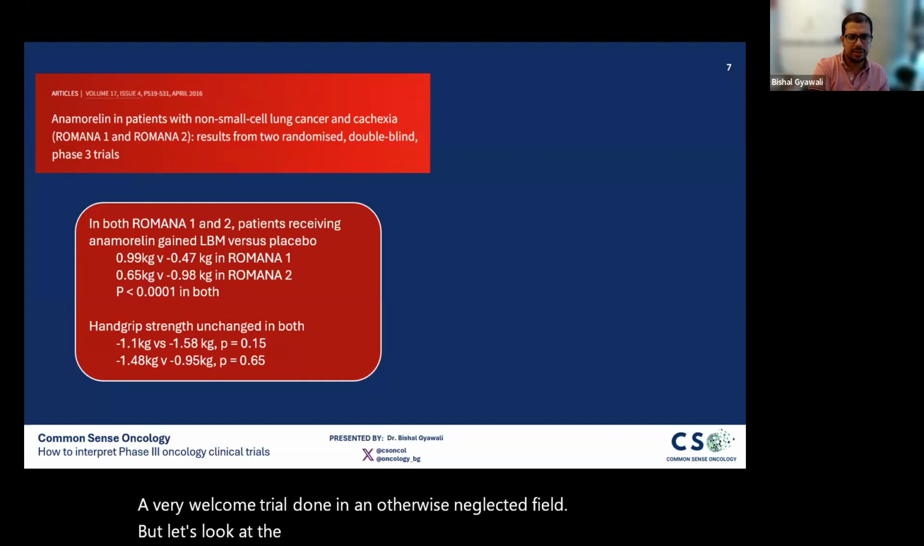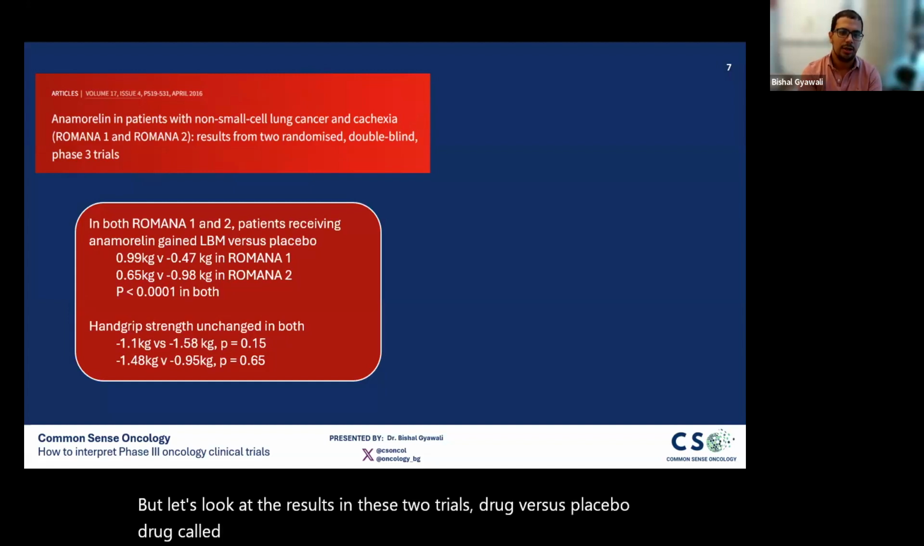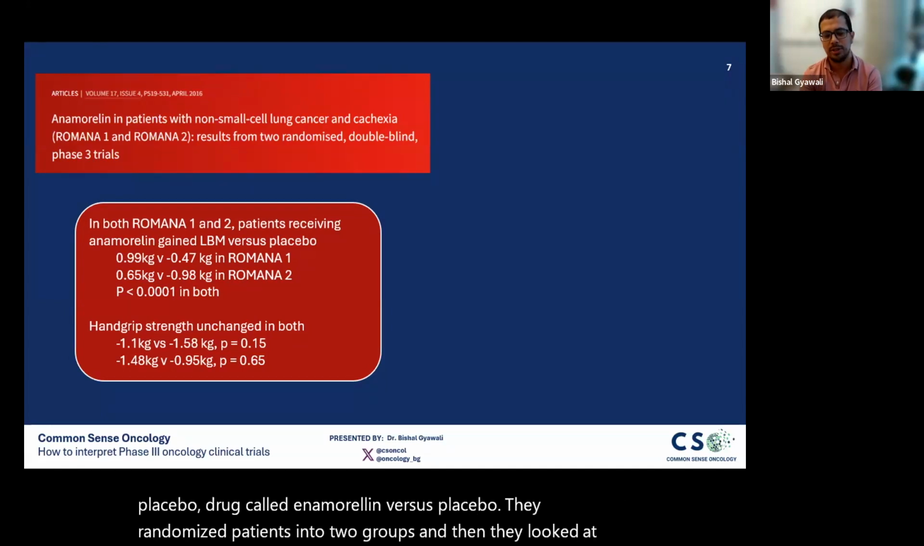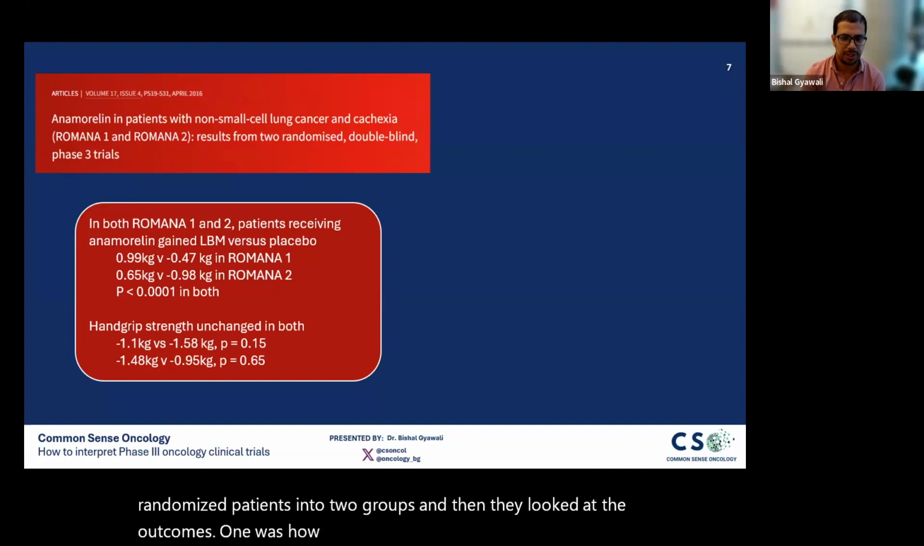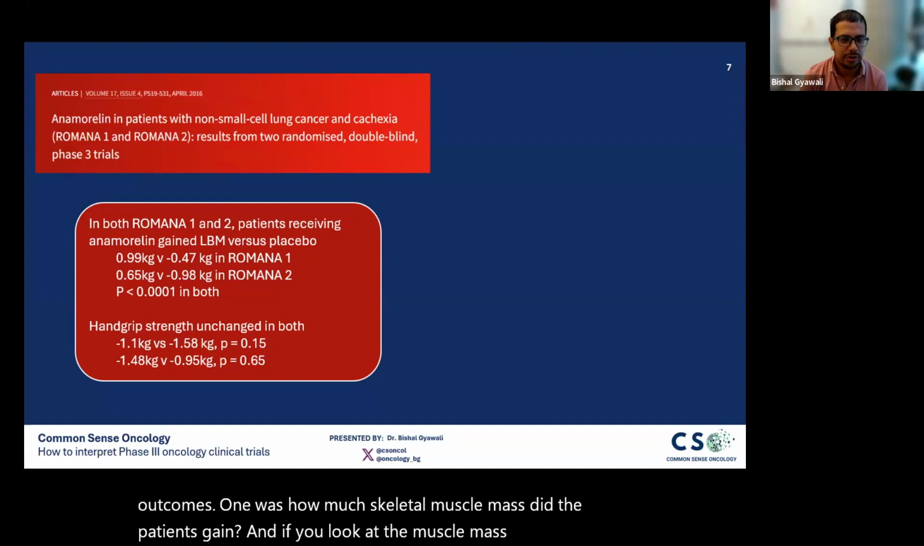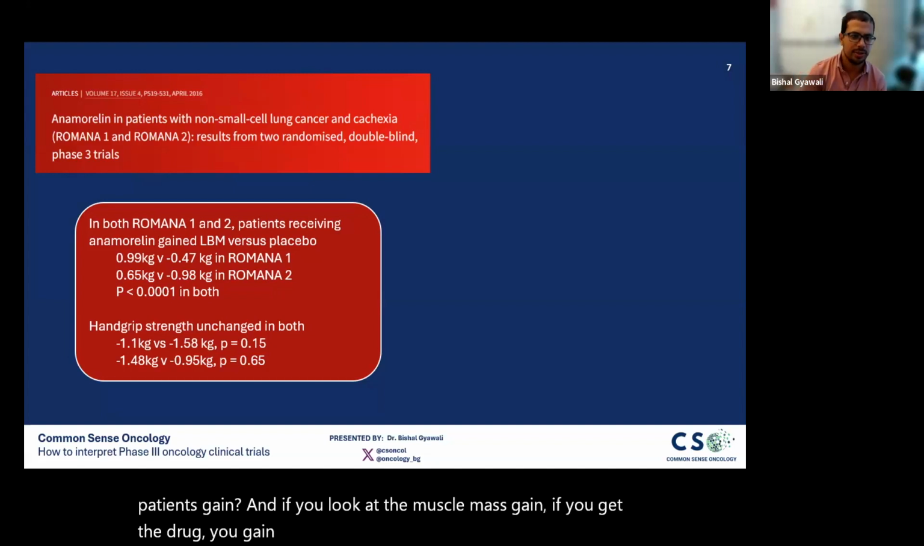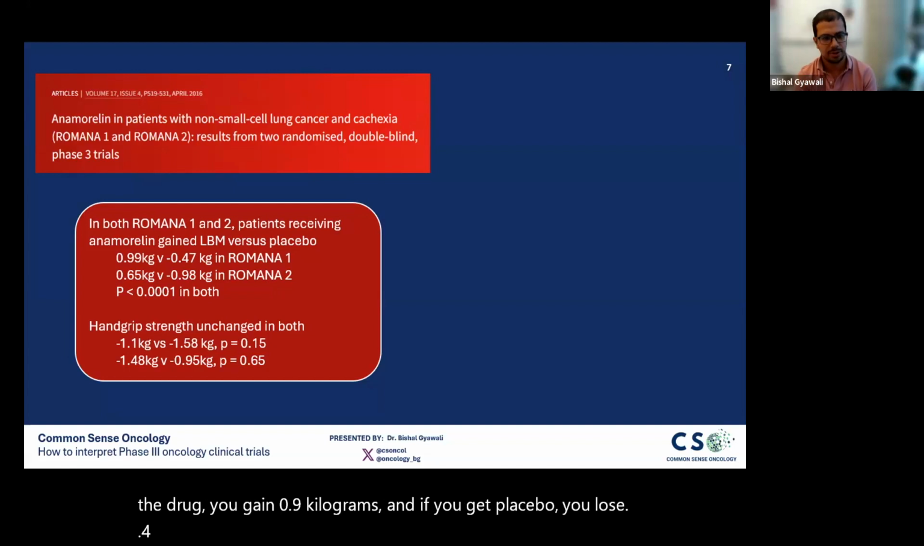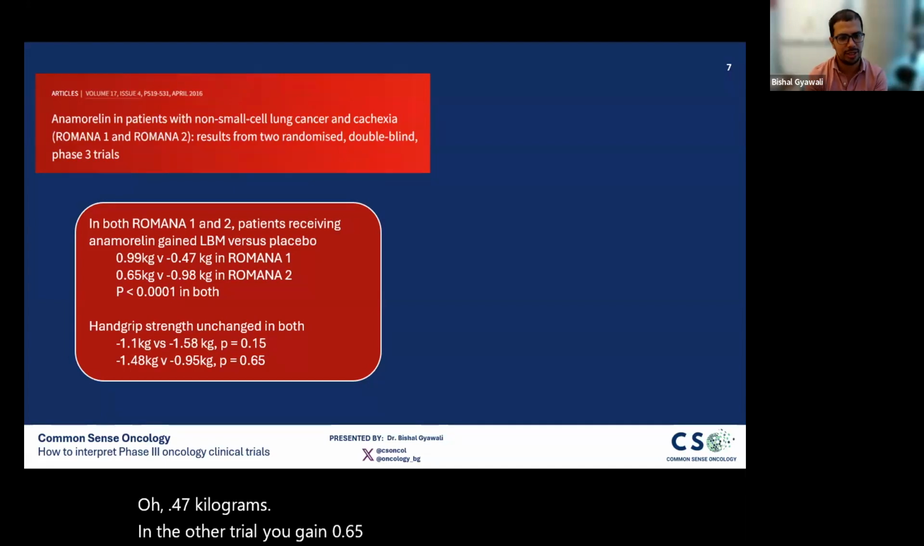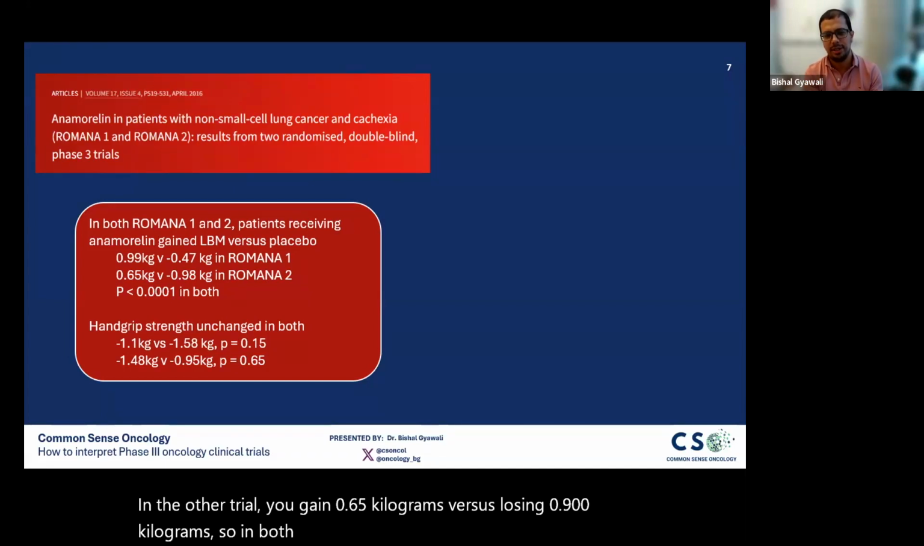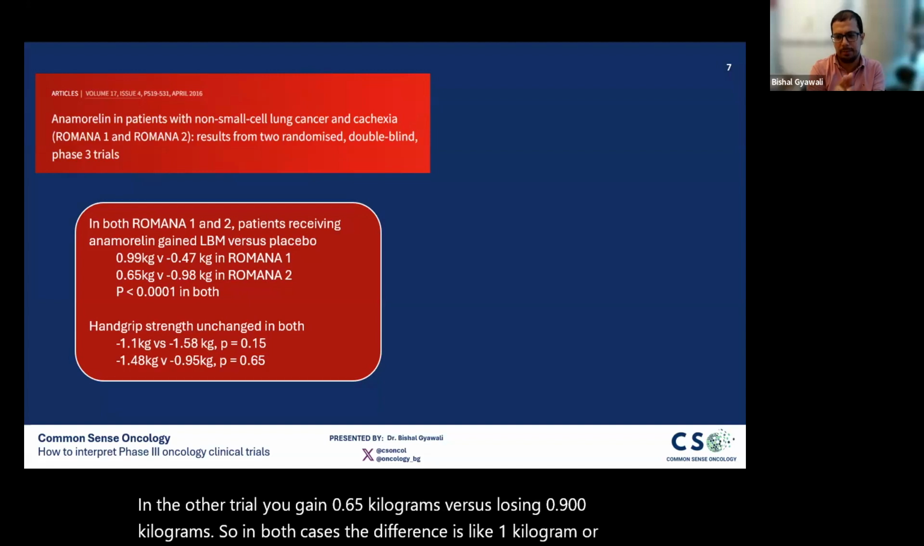In these two trials, drug versus placebo, drug called enamorelin versus placebo, they randomized patients into two groups, and then they looked at the outcomes. One was how much skeletal muscle mass did the patients gain. And if you look at the muscle mass gain, if you get the drug, you gain 0.9 kilograms. And if you get placebo, you lose 0.47 kilograms. In the other trial, you gain 0.65 kilograms versus losing 0.98 kilograms. So in both cases, the difference is like 1 kilogram or less of muscle mass.